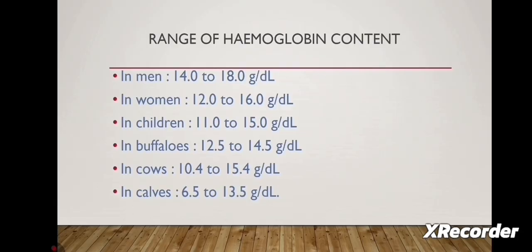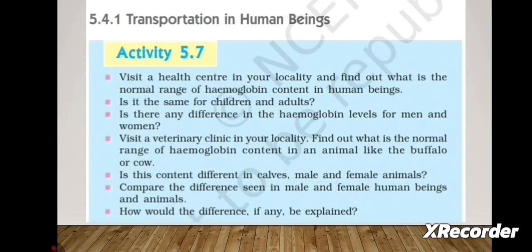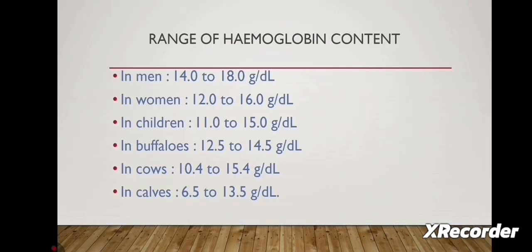Now, visit a veterinary clinic in your locality. Find out what is the normal range of hemoglobin content in an animal like the buffalo or cow. Is this content different in calves, male and female animals? Yes. So now again you are seeing, in buffaloes it is 12.5 to 14.5 gram per deciliter, in cows it is 10.4 to 15.4 gram per deciliter, in calves it is 6.5 to 13.5 gram per deciliter. So you can say that this content is different in calf, male and female animals.